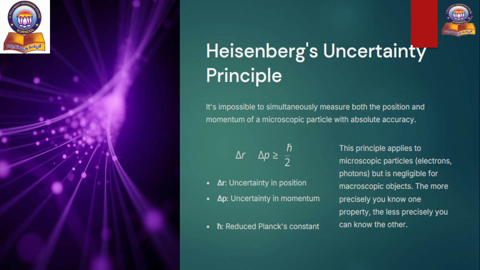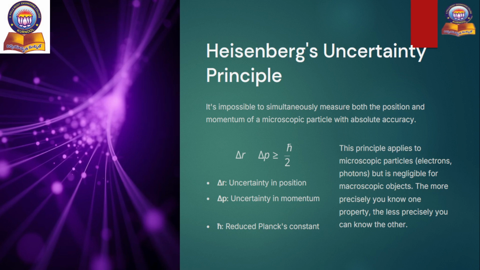The next one is Heisenberg's uncertainty principle. It states that it is not possible to measure simultaneously both the position and momentum of a microscopic particle with absolute accuracy or certainty. This principle mainly applies to microscopic particles like electrons and photons, but is negligible for macroscopic objects. The more precisely you know one property, the less precisely you can know the other.